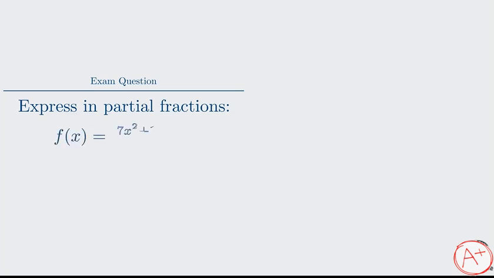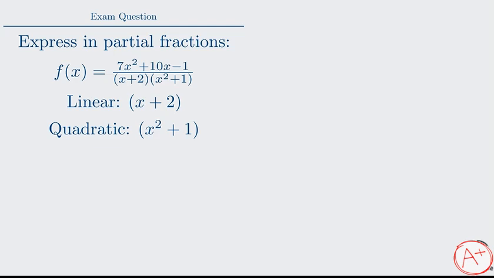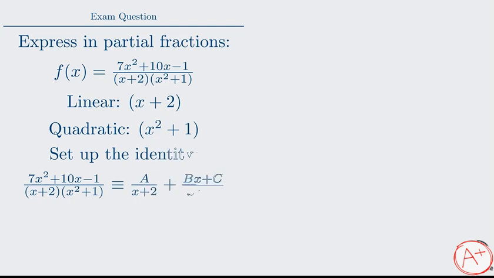Let's apply these techniques to a Cambridge-style past paper question. The objective is to express the following rational function in partial fractions. First, identify the denominator types. We have a distinct linear factor, x plus 2, and an irreducible quadratic factor, x squared plus 1. We set up the identity by assigning a to the linear factor and bx plus c to the quadratic factor.